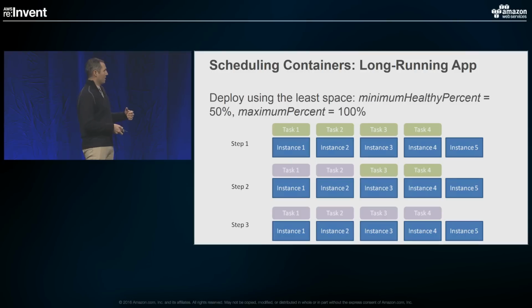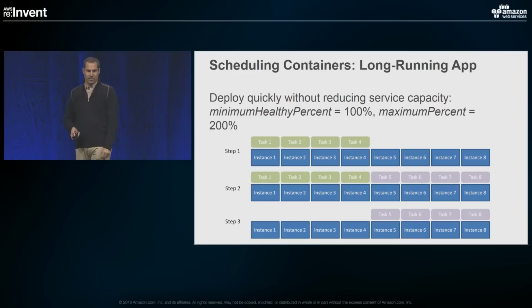Well, what we can do is use these attributes, minimum healthy percent and maximum healthy percent, to say we're okay with as few as 50% of our target services running and as many as 100%. What that means is that when you deploy your next version in step 2, you can take down up to 2 of the existing versions, and the service scheduler will still consider it healthy, and then you can deploy the 2 new ones. And then in step 3, you eventually get rid of the old version and roll out the new one.